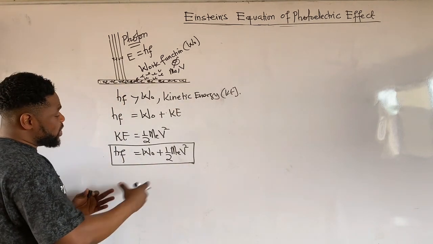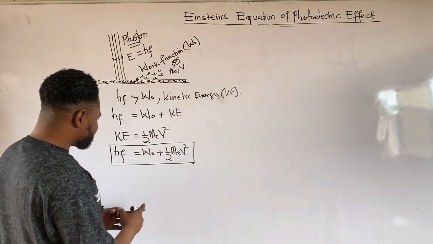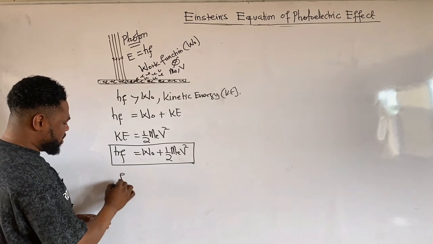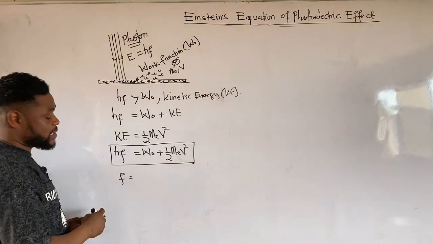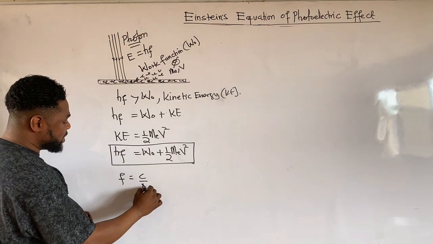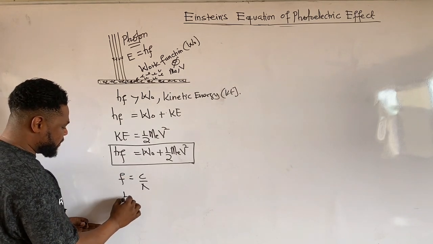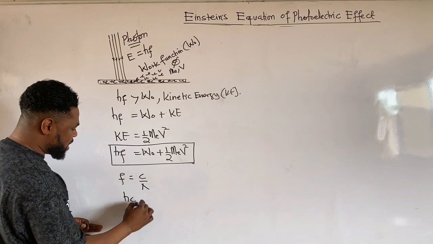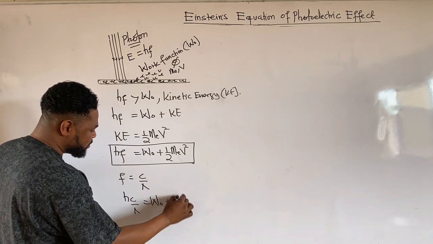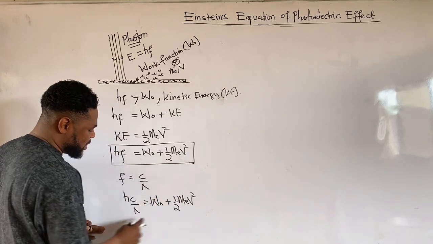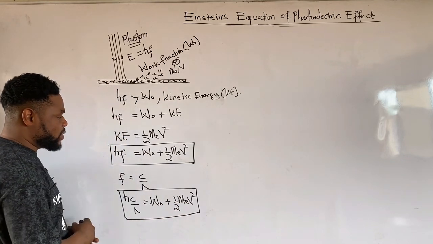From this equation, we can deduce other formulas from it, all right? Now, we also know that the frequency of electromagnetic radiation is equal to the speed of light divided by wavelength. So, from this expression, we can have h times c over lambda equal to work function plus kinetic energy, which is half m_e v squared. So this formula can also be used to do calculations.